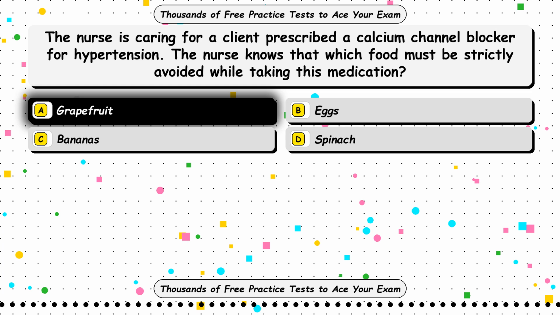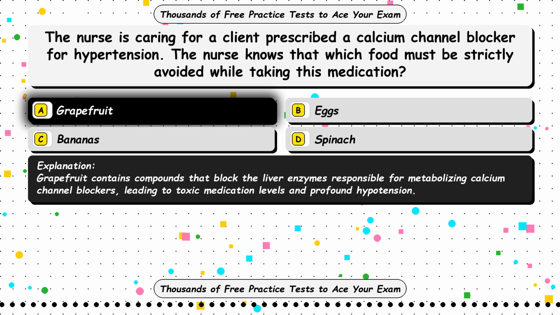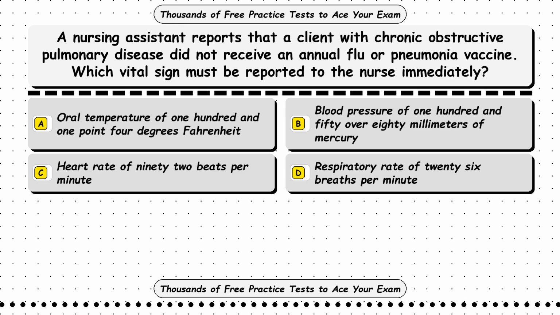The correct answer is option A. Grapefruit. Grapefruit contains compounds that block the liver enzymes responsible for metabolizing calcium channel blockers, leading to toxic medication levels and profound hypotension.